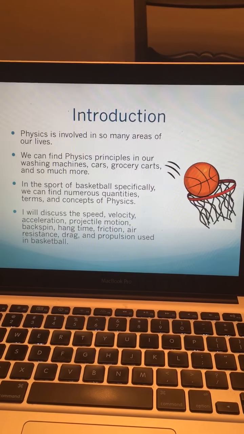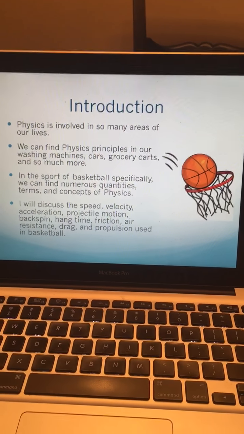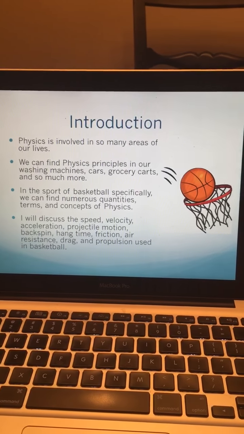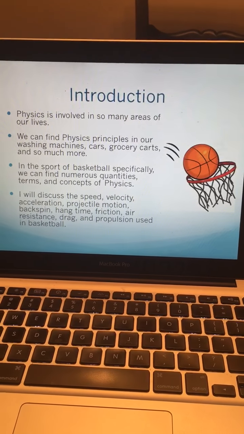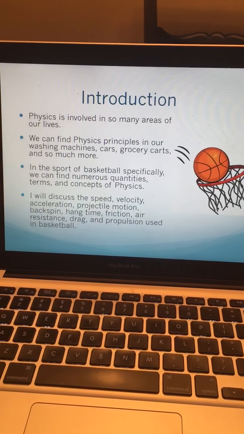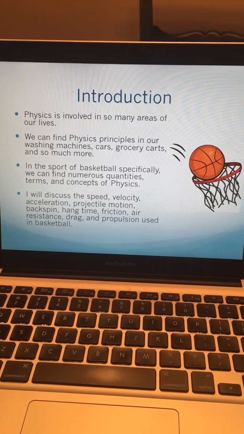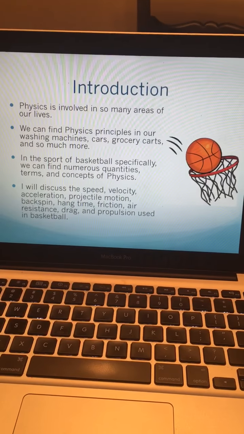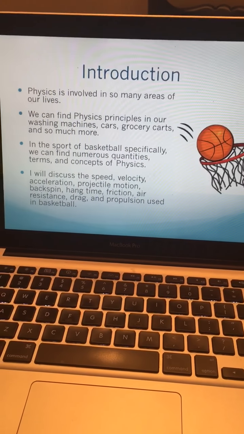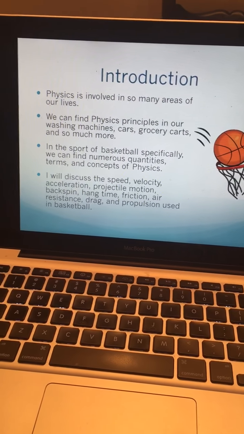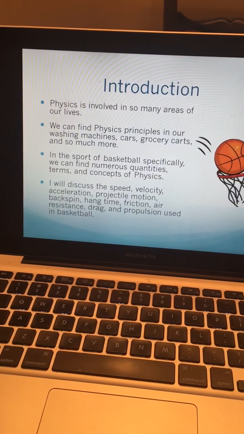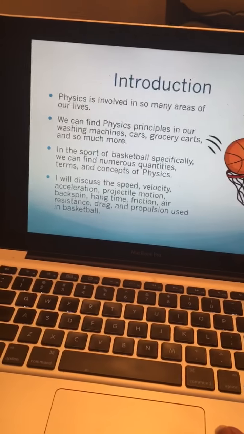Physics surrounds our lives, and one area that people are able to find many different elements of physics is in sports. Specifically, the sport of basketball consists of numerous quantities, laws, terms, and even equations that are used in physics as well. I will discuss the speed, velocity, acceleration, projectile motion, backspin, hang time, friction, air resistance, drag, and propulsion used in basketball.